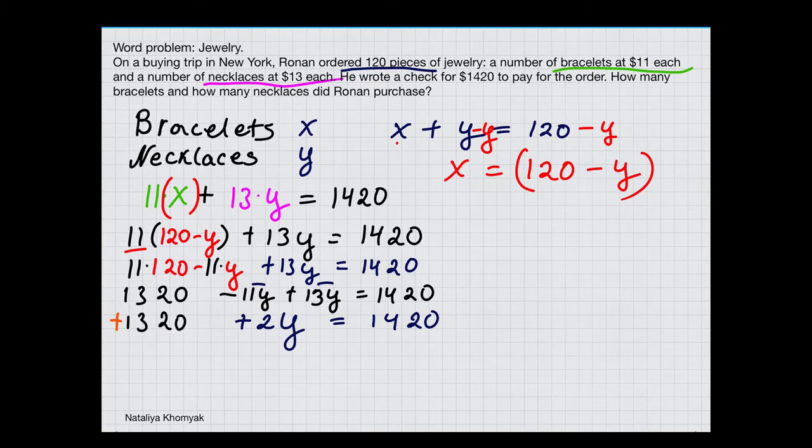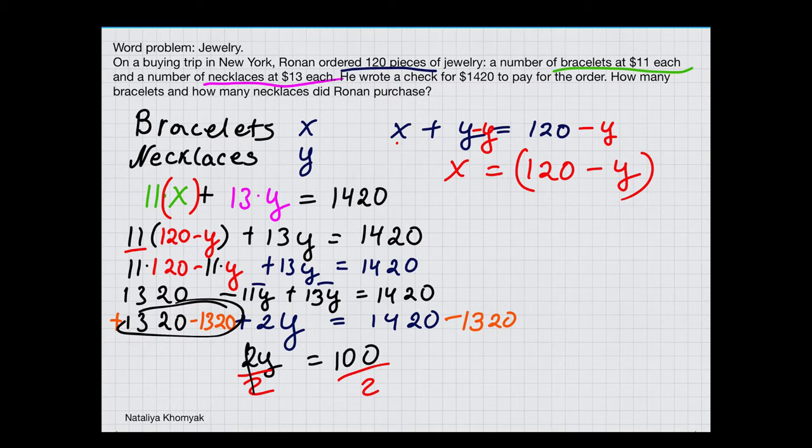Now we can solve. This is positive 1320, so we do the opposite, minus 1320. Minus 1320. That's a 0, so we have 2y equals 100. Divide by 2, divide by 2. 2 and 2 cancel, and we get y is equal to 50.